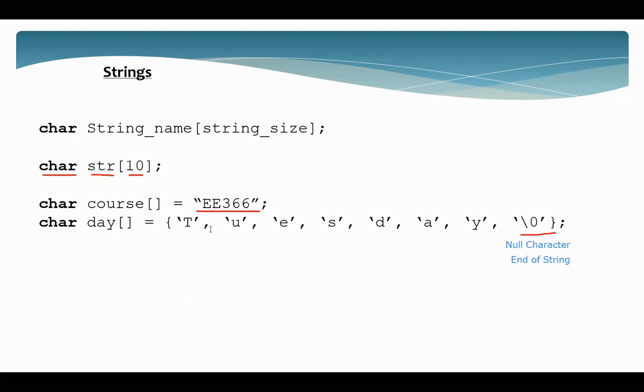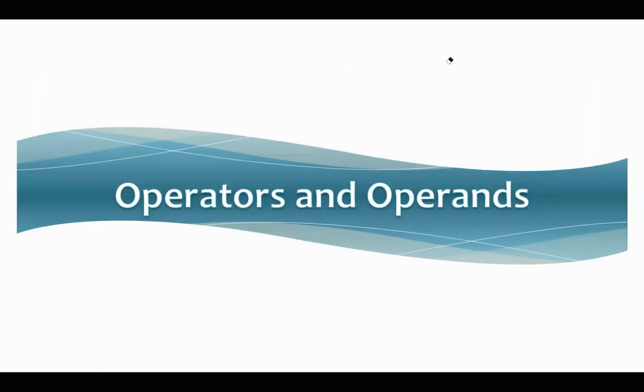So if you are assigning the values in this way, byte by byte for a string, then you have to specify the null character yourself. But if you specify the data of the string in double quotation marks, then you don't have to write a null character. The microcontroller or the compiler will add a null character on its own at the end of this. Now let's look at operators and operands.